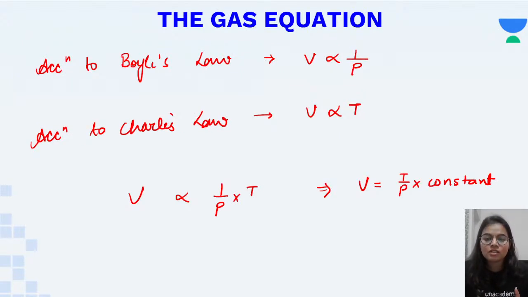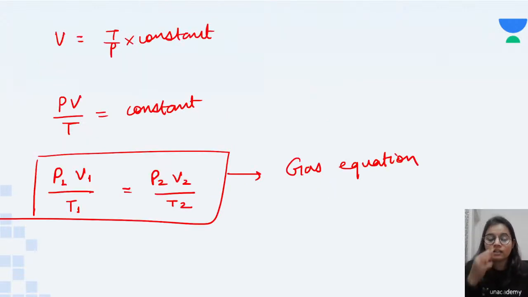Next is the gas equation. The gas equation is a combination of Boyle's law and Charles' law. From Boyle's law, volume is inversely proportional to pressure at constant temperature. According to Charles' law, volume is directly proportional to temperature at constant pressure. When we combine both of these equations, we get PV/T equal to a constant, and this is how we derive the gas equation.